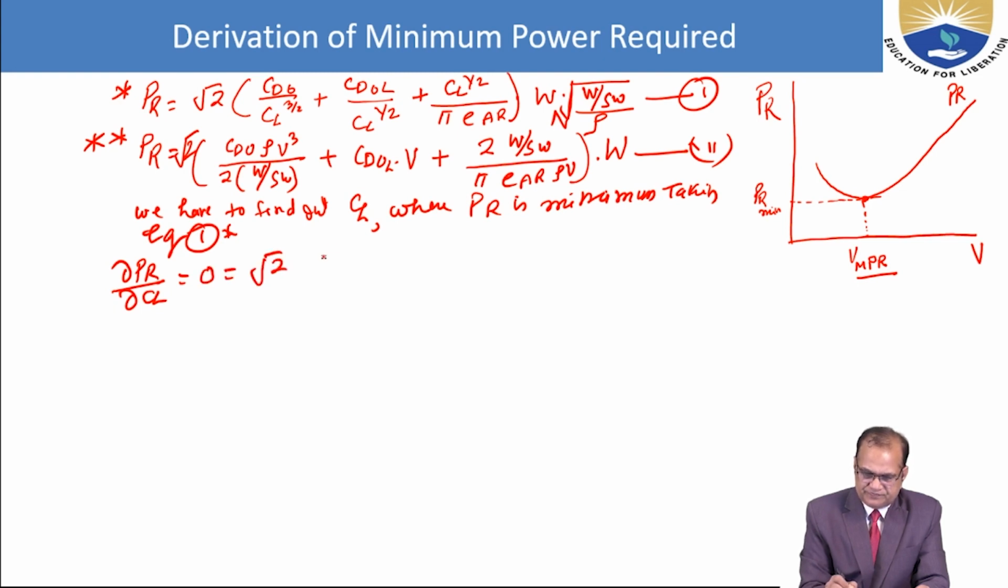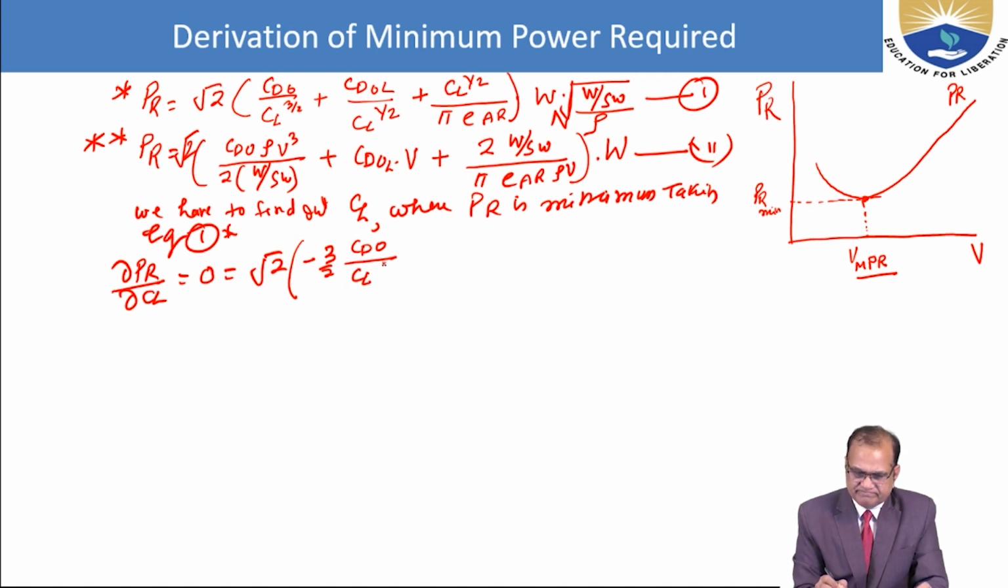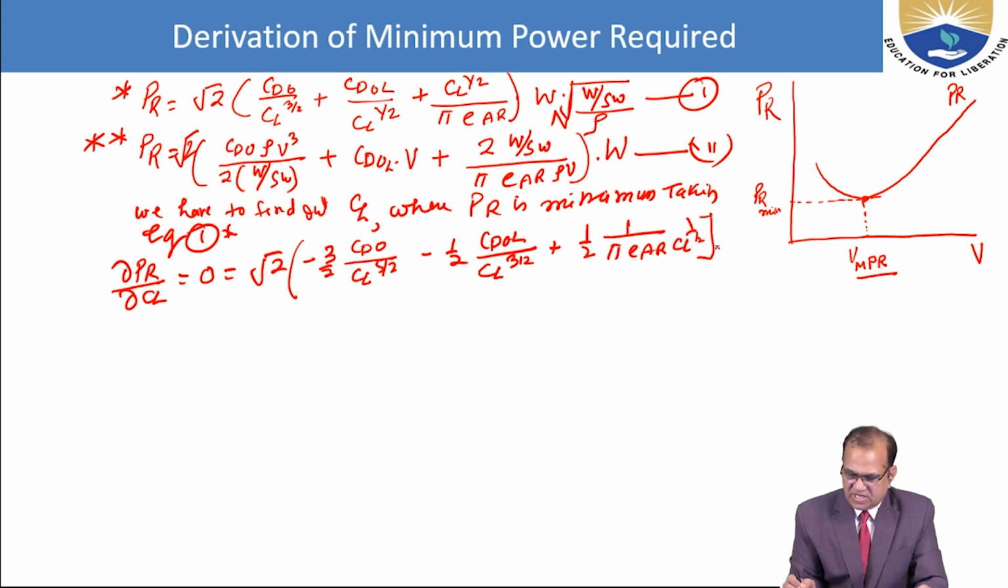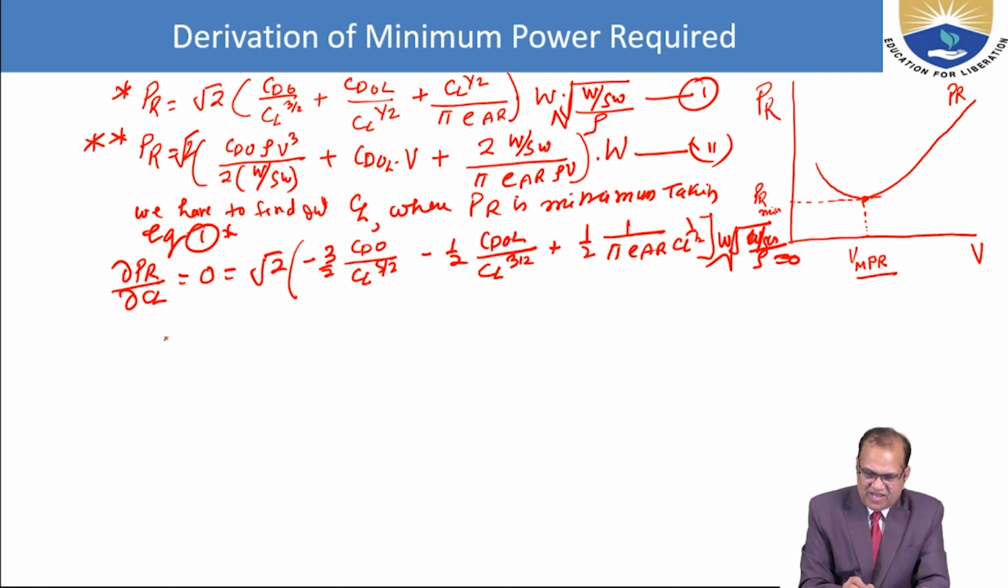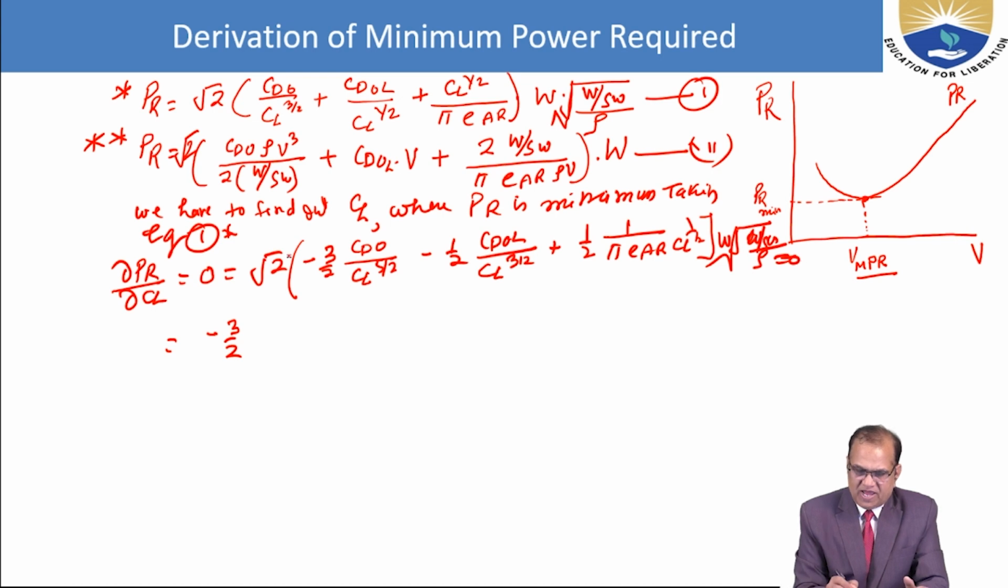This will be under root 2 minus 3 by 2 CD naught by CL to the power 5 by 2 minus 1 by 2 CD naught L divided by CL to the power 3 by 2 plus 1 by 2, 1 upon pi E aspect ratio CL to the power 1 by 2 into W under root W by SW divided by rho is equal to 0. So now if we simplify this, all the multiplying factor will be 0.